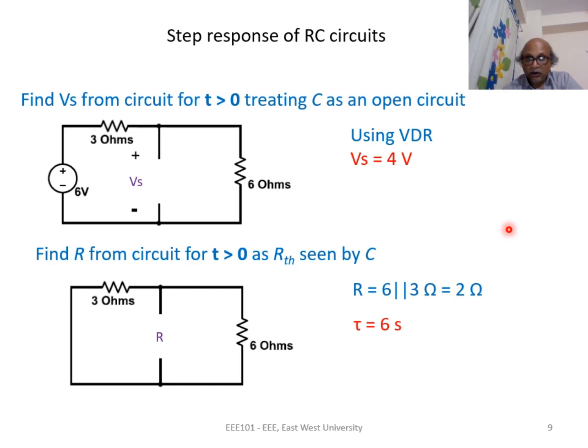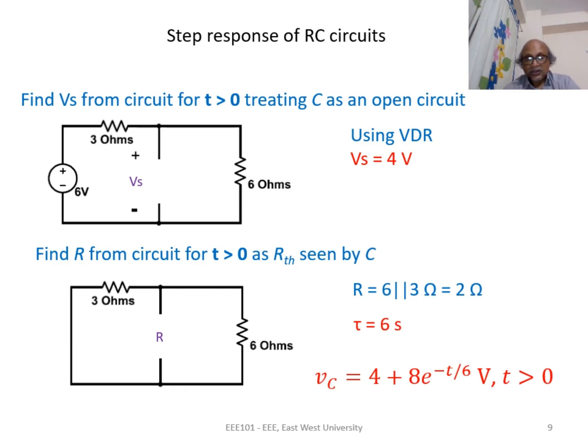Now we know V0 equal to 12 volts, Vs equal to 4 volts, and tau is equal to 6 seconds. We can find out the solution. Vs plus V0 minus Vs e to the power minus t by tau. Vs is 4 volts, V0 minus Vs is 8 volts, and tau is 6 seconds. So this is our complete solution.